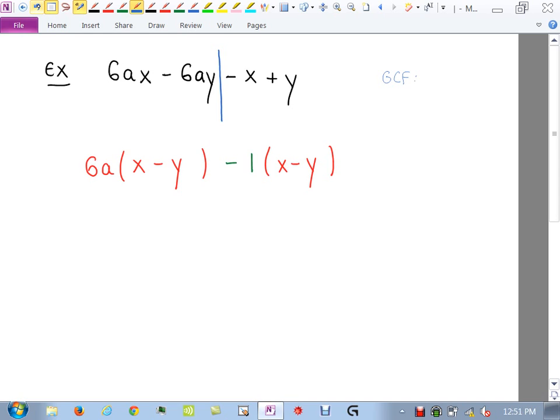Okay, that's where we are, right? Now, let's go ahead and recognize that we have that common thing in parentheses. So that's our new GCF. We pull that out to the front. Have to put in parentheses, right? Then what's left? 6a minus 1.